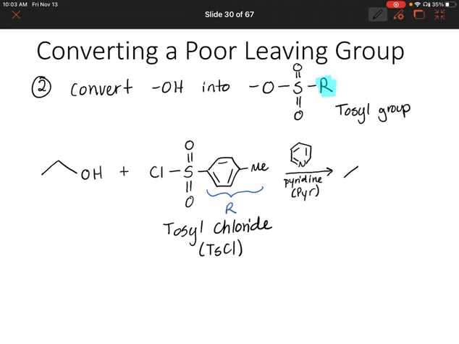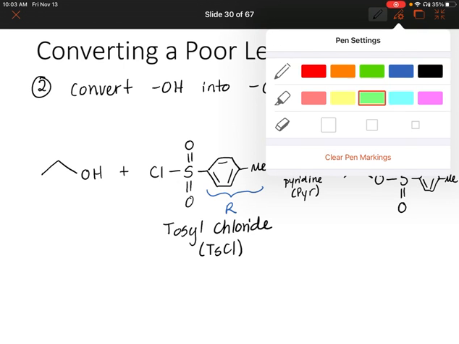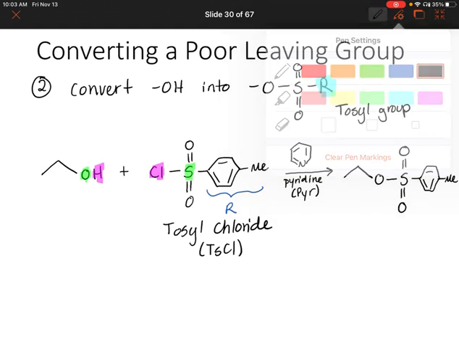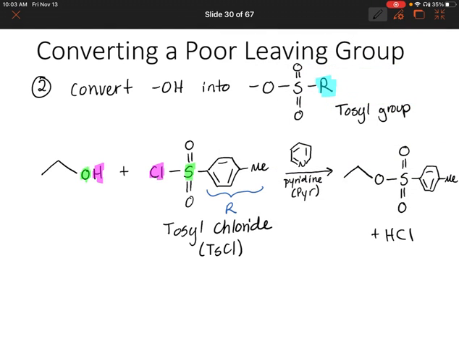So what we end up with is the following. See if I can squeeze that in there. So basically, the oxygen and the sulfur form a bond, and then the hydrogen and the chlorine form a bond and form HCl. So we've got our new bond and our other new bond.